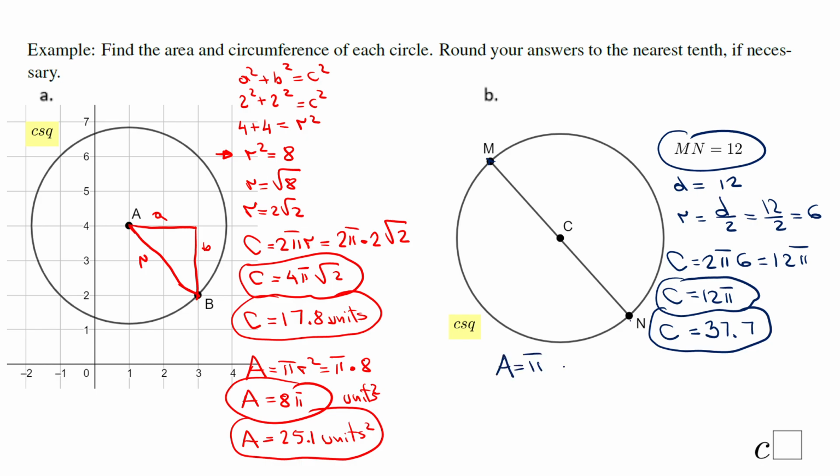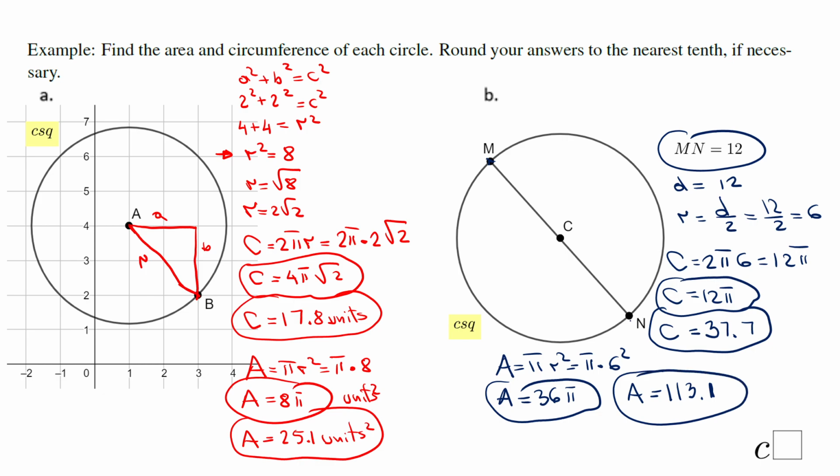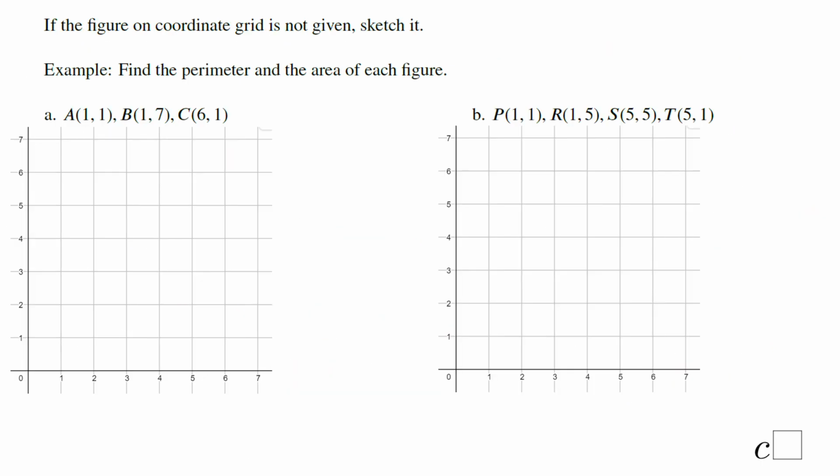Pi r squared, right? If you remember, pi r squared. And in this case we have pi times the radius, the radius is 6 squared. So that will be, using the order of operations, the exponent first, 6 squared is 36, so 36 pi. That is the exact value. You want an approximation, of course, you're going to use a calculator. 36 times pi will be 113.1 if you round it to the nearest tenth. And that is for this two-dimensional shape called a circle.